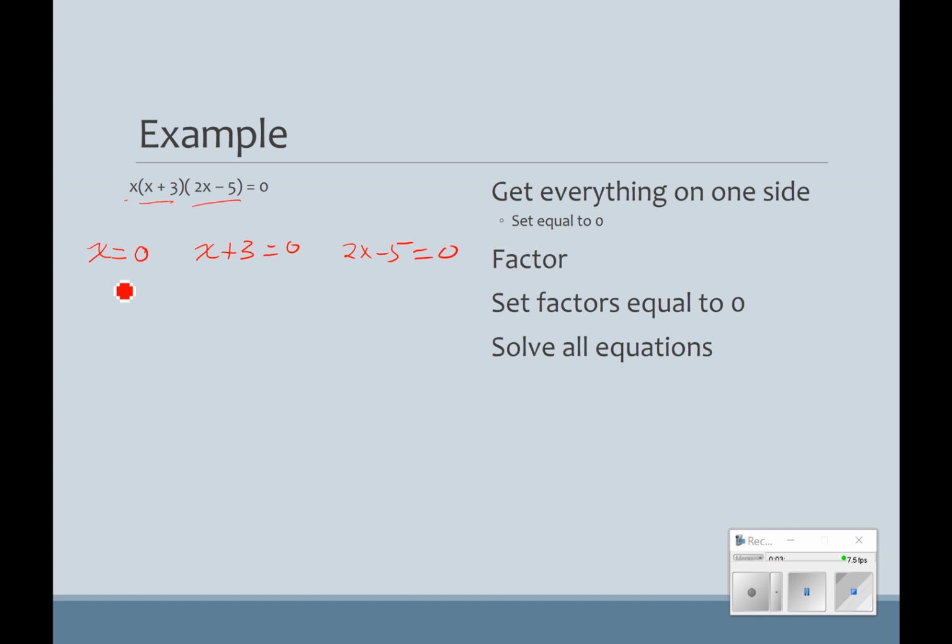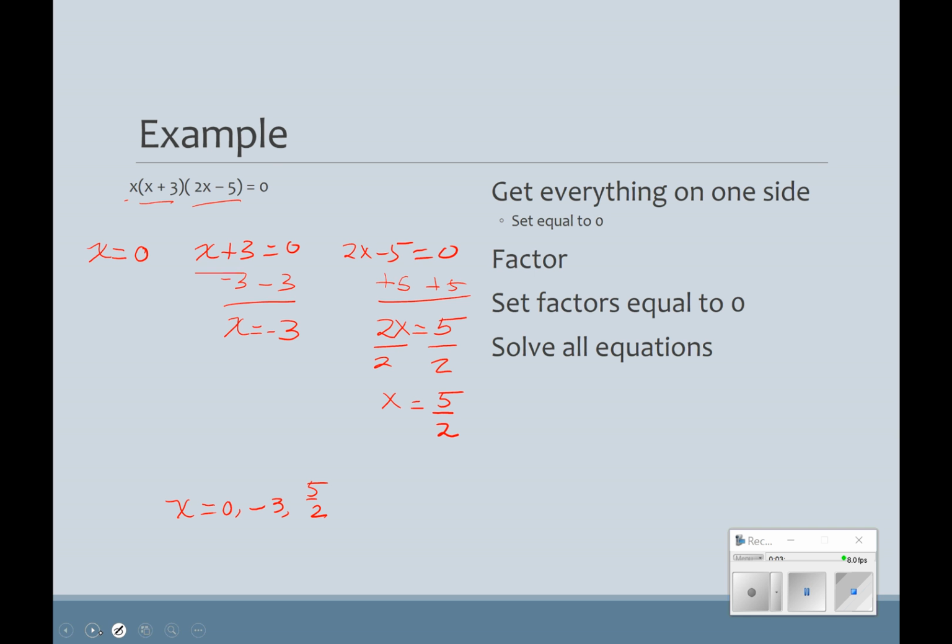So this one's already solved, so x is 0. If I subtract 3 from both sides, x equals -3. If I add 5 to both sides, 2x equals 5. And if I divide by 2, x equals 5/2. So my solutions, I've got 3 of them: x equal to 0, -3, and 5/2. Okay, all 3 of those are going to work.